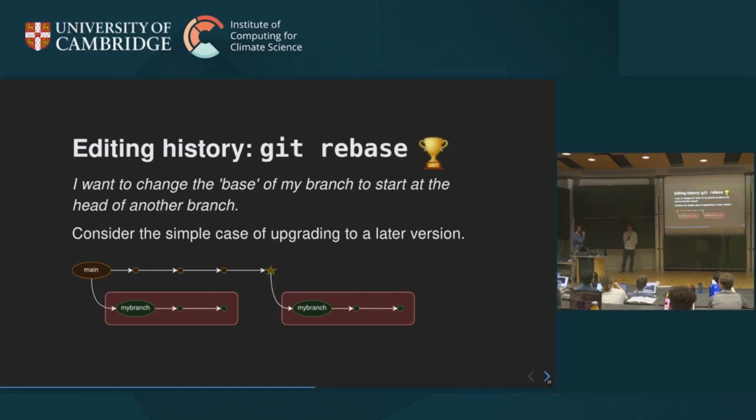Meanwhile, main has continued. People have been putting their pull requests in. There are some commits you can see on main and it's gone to a new version, so you can see there's this little star there. What happens if you think, actually, I don't want to apply my changes here, I want to apply them at the new version? This is something that Git rebase can do for you.